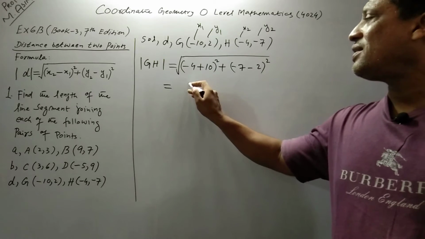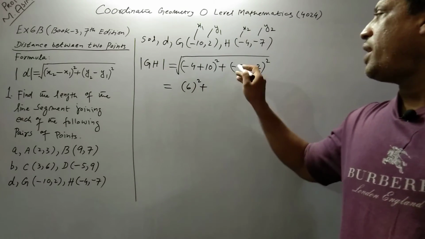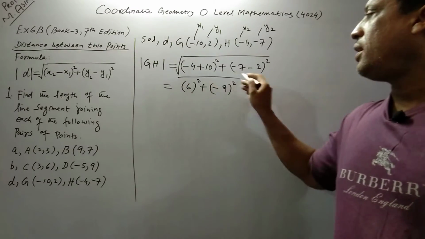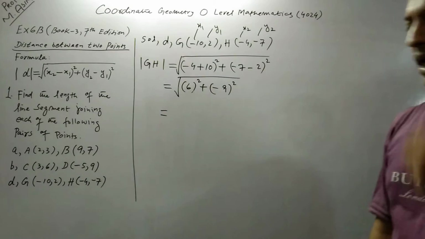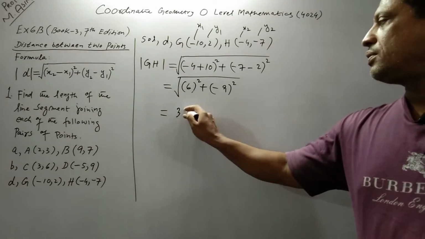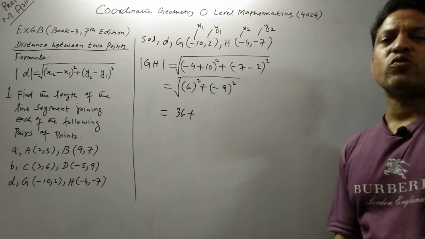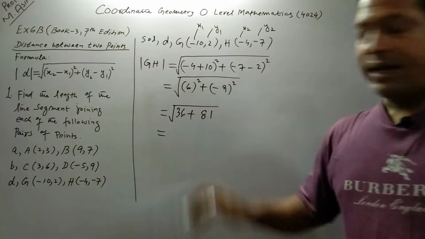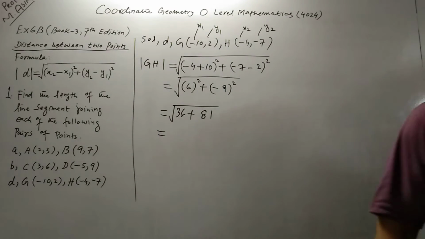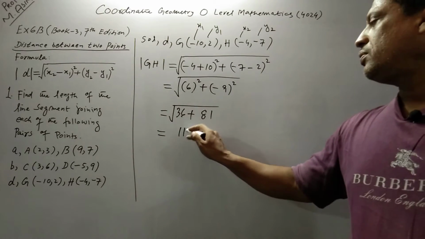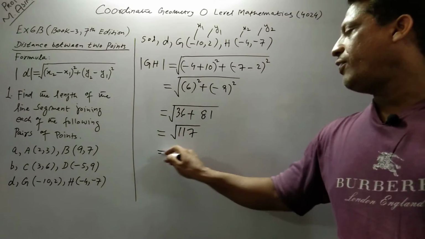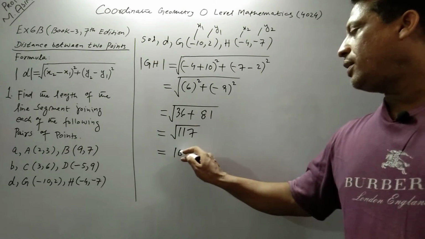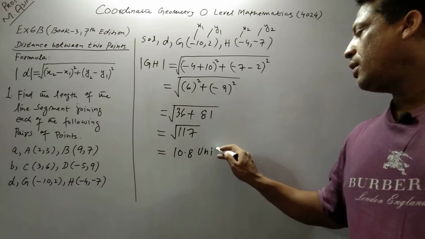10 minus 4 is 6 square, -7 minus 2 is -9 square, apply whole square root, is equals to 6 square is 36 plus -9 square, minus square is always plus, 9 square is 81, 81 plus 36 is 117 root. And if you calculate 117 root from the calculator, you will get 10.8 units.